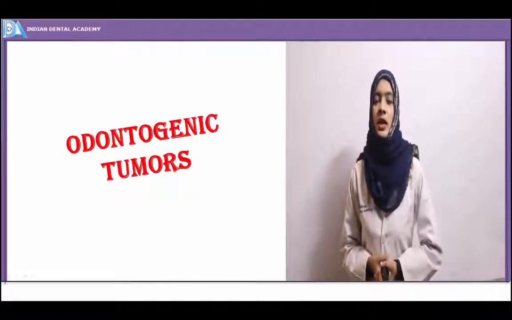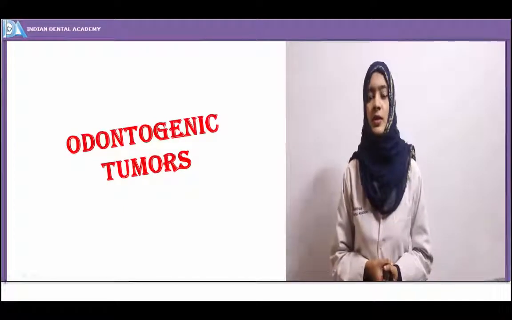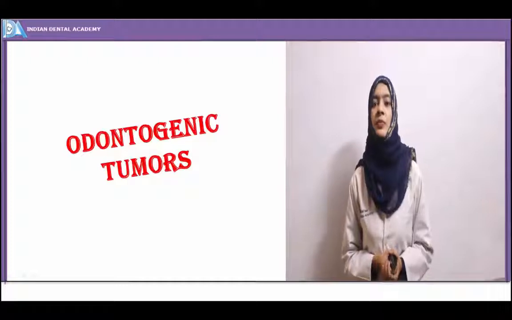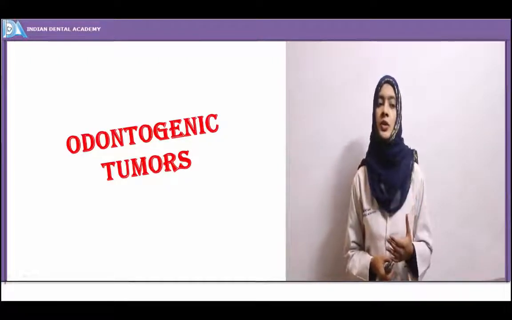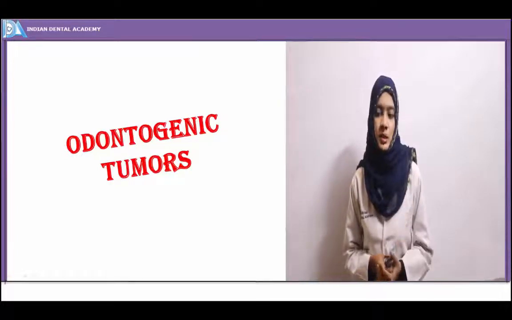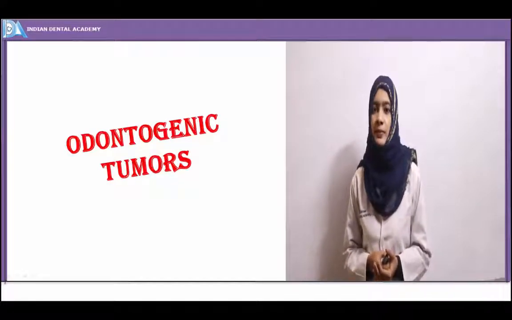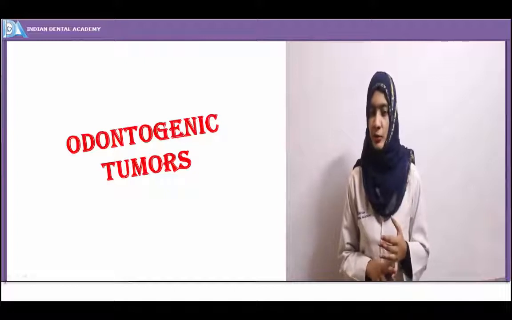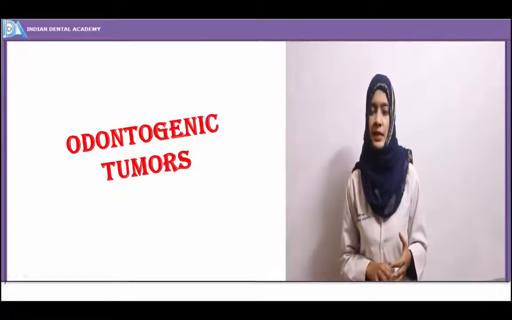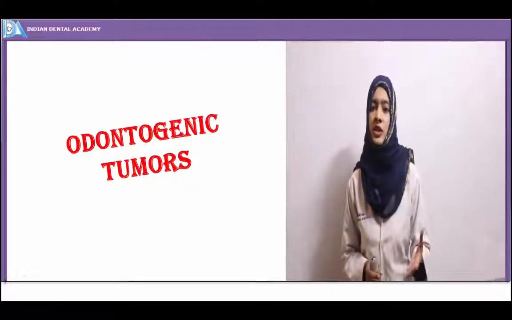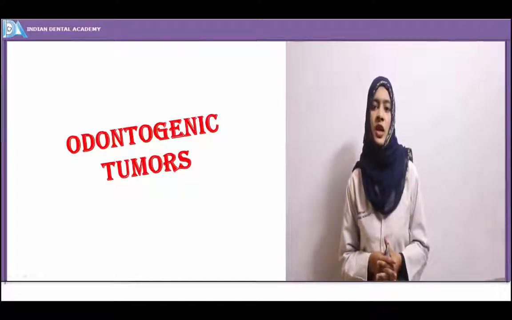Odontogenic tumors. We know what a tumor is. A tumor is nothing but a neoplasm which arises because of abnormal growth of the tissue. Why does this neoplasia arise? It may be because of either a genetic mutation or the cells undergoing some dysplastic or metaplastic change, leading to proliferation of the tissues of that specific region.